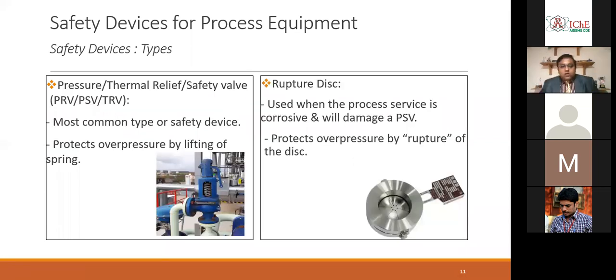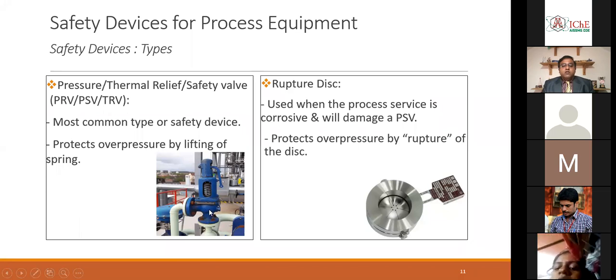Then come the beautiful guys. These are pressure or thermal or safety relief valves. We call them PRV, PSV or TRVs. PSVs are the most common type of safety device used. It protects against overpressure by lifting the spring. If you see in the picture, there is a small spring over there. This one below is the inlet connection from the vessel. When overpressure comes, the spring will lift and the fluid will pass through this line to the outlet. So this is how it will protect.